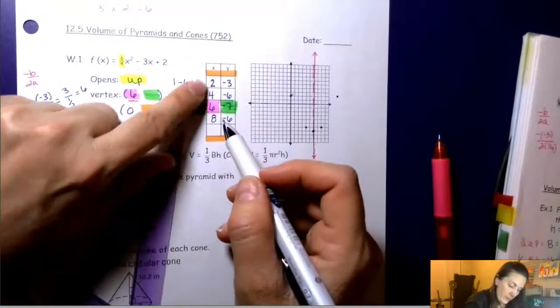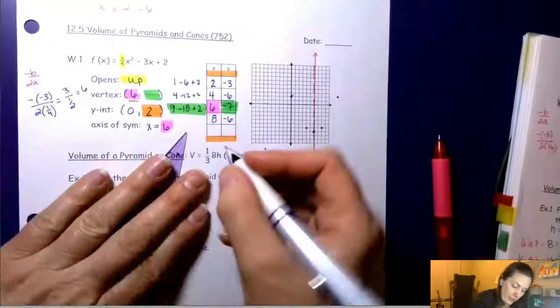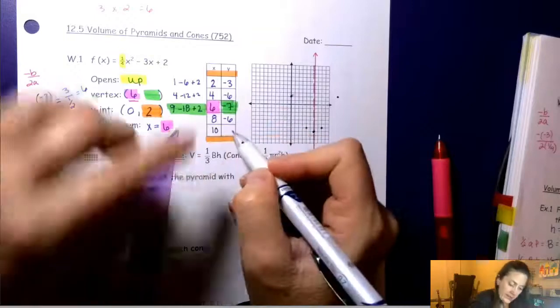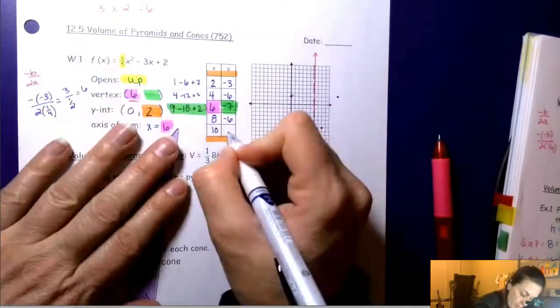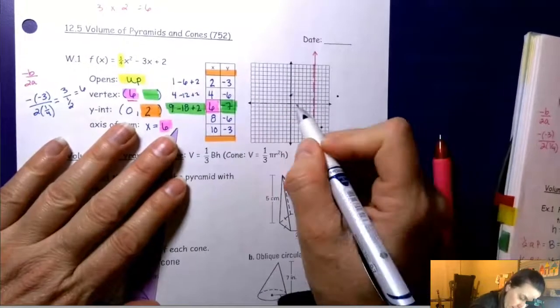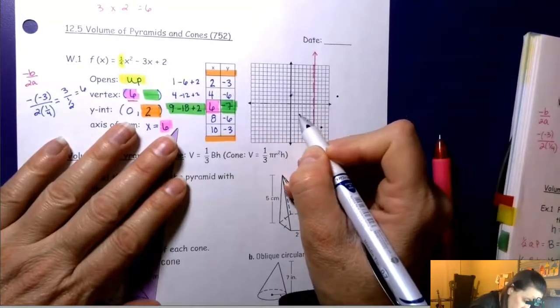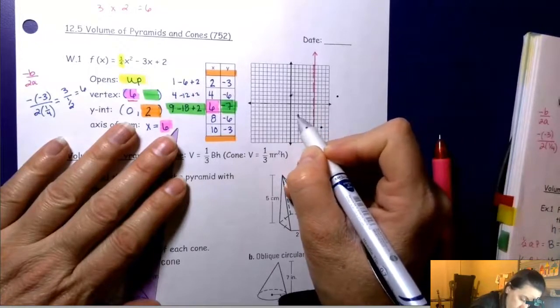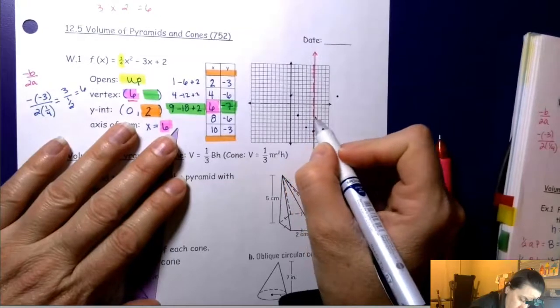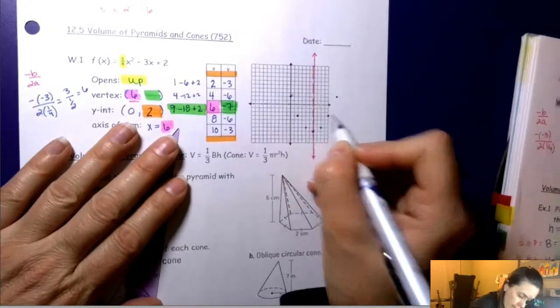Well, if I pick 4, I pick 2. I'm going to go 2 more, I'll pick 10. 10 has to match 2, which means they'll both be negative 3. This is going to be 10. 3 right here.